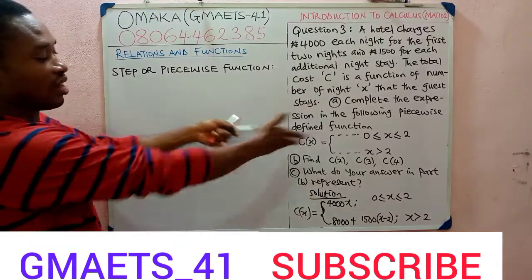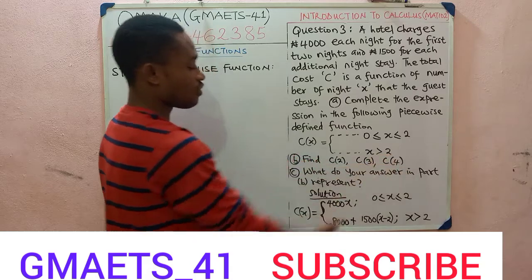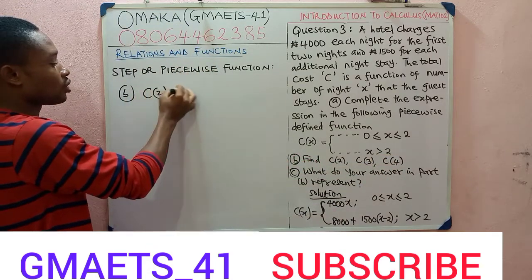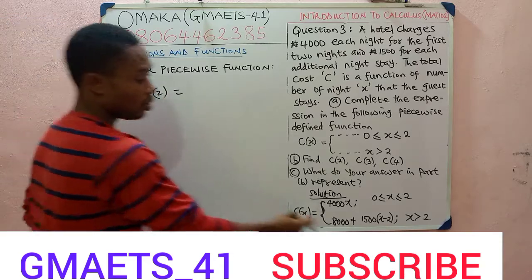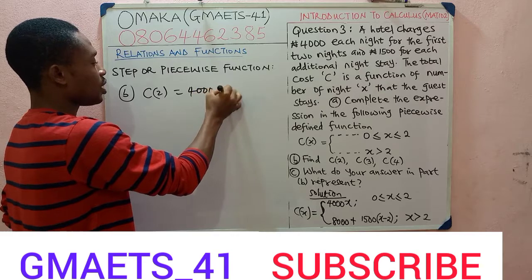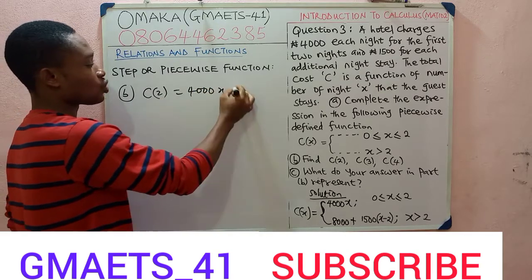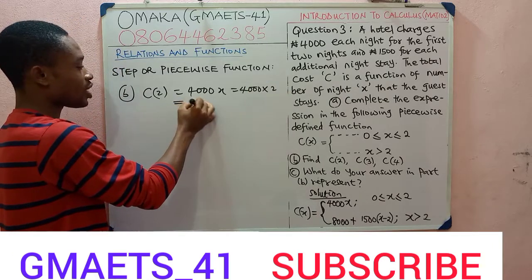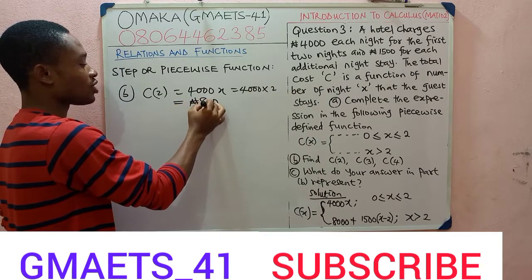You can solve the remaining cost function given to you to get the B part. I'm going to get C of 2, the cost in 2 days. So you locate the range here. The cost in 2 days is 4,000x. And then you have your variable there, x is 2. So it's going to be 4,000 times 2, which will give us 8,000 naira in the first 2 days.